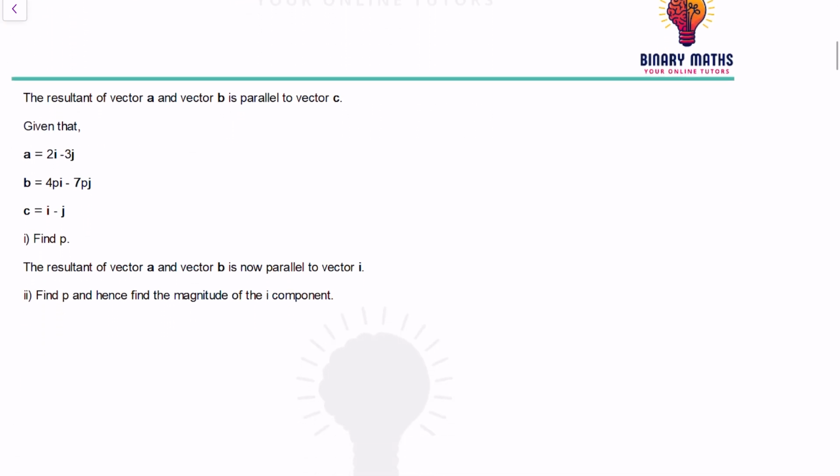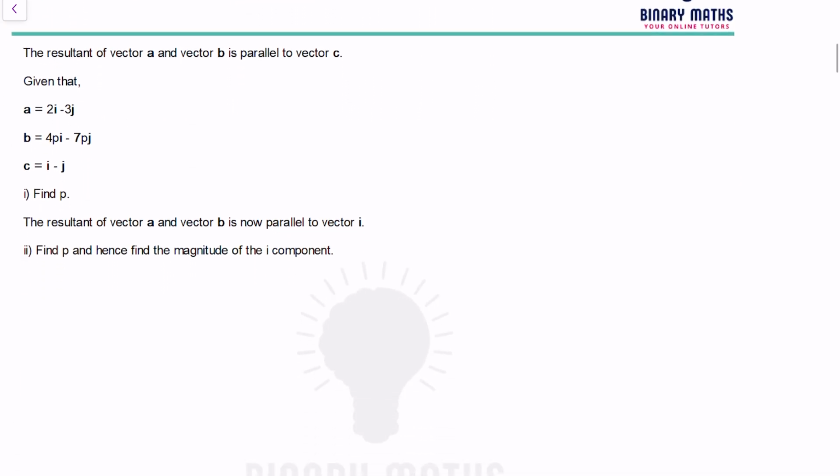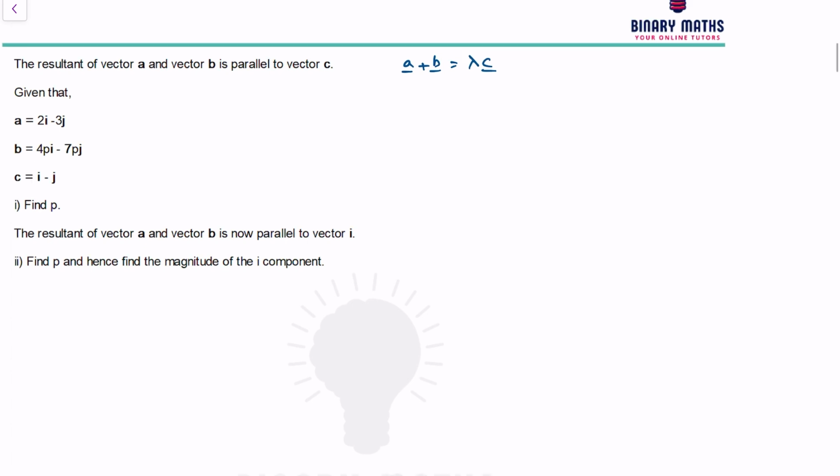Okay, the resultant of vector A and B is parallel to vector C. So resultant means when you add A and B together, because it's parallel to vector C, it will be a scalar multiple of C. Given that A is equal to 2i minus 3j, so I like putting it into column vector form. B is equal to 4pi minus 7pj. And C is equal to i minus j, so 1, minus 1. Find p.